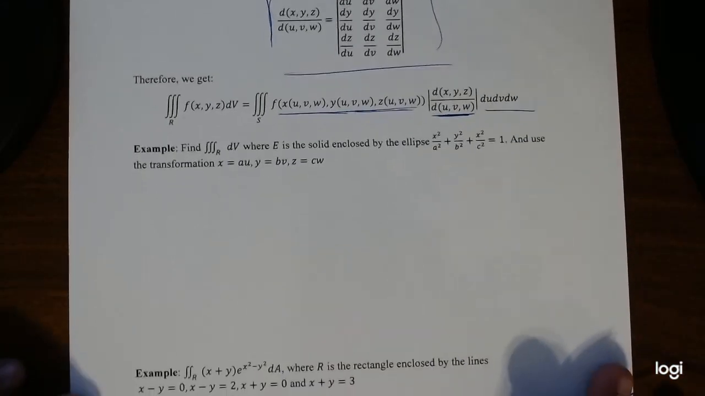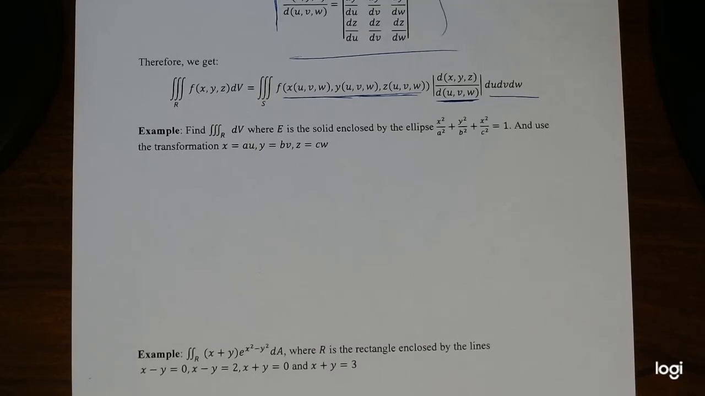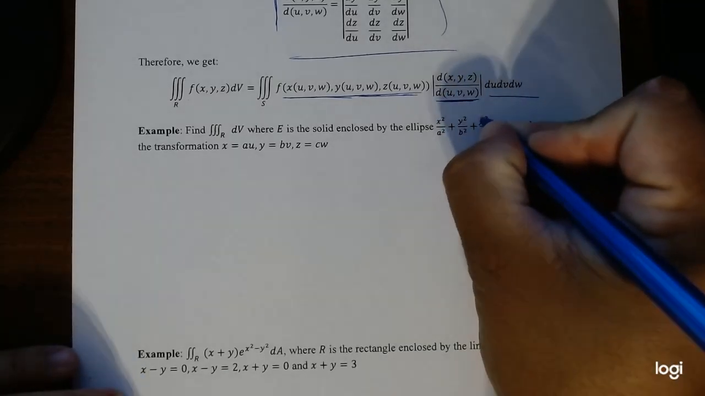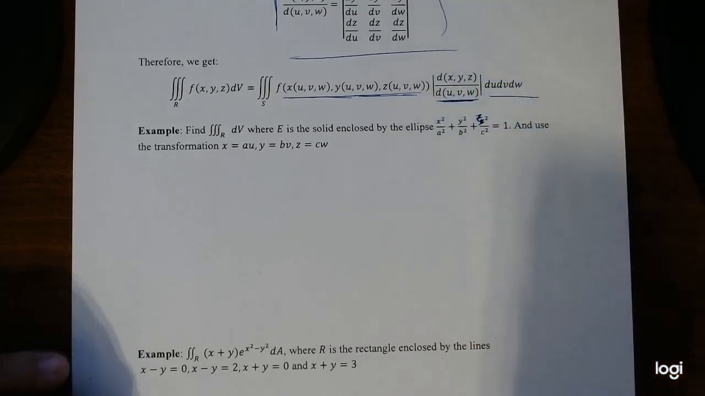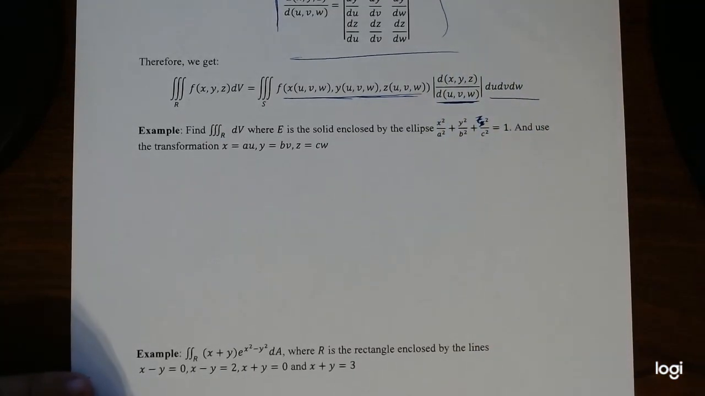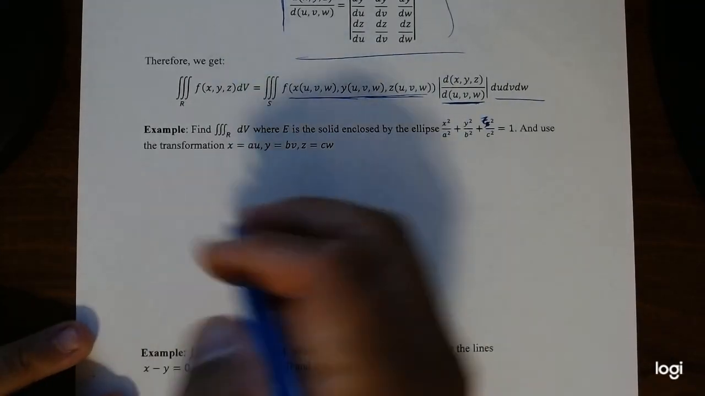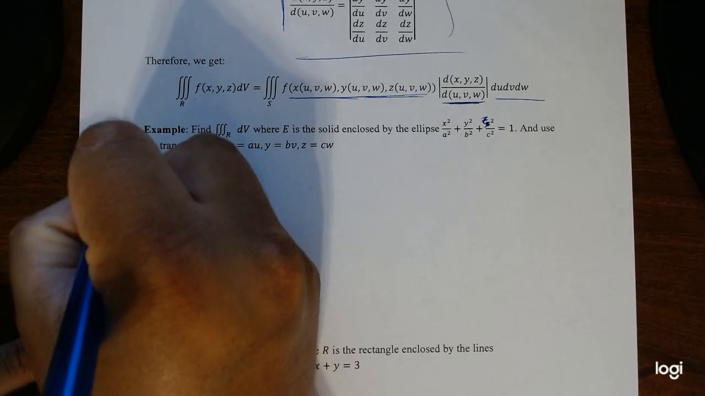Okay? So let's try an easier example with triple integrals so you can see how this would work. Find the volume, because we're doing the triple integral, where E is the solid enclosed by the ellipse, x squared over a squared plus y squared over b squared plus z squared over c squared equals 1, and use the transformations. They give us the transformations, which is nice because this is going to be a little pain to deal with. Okay, so first off, let's just figure out what's going on.